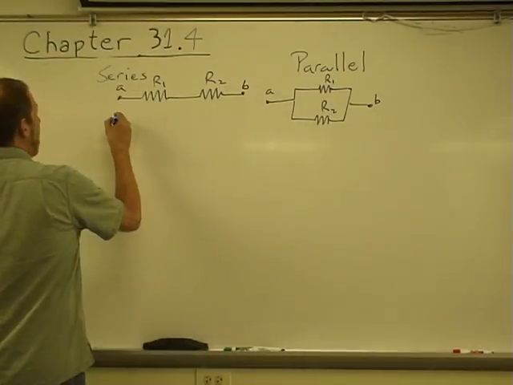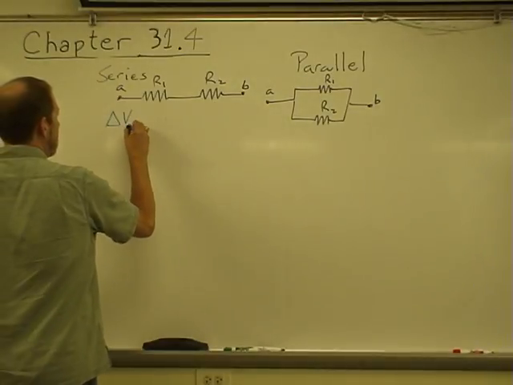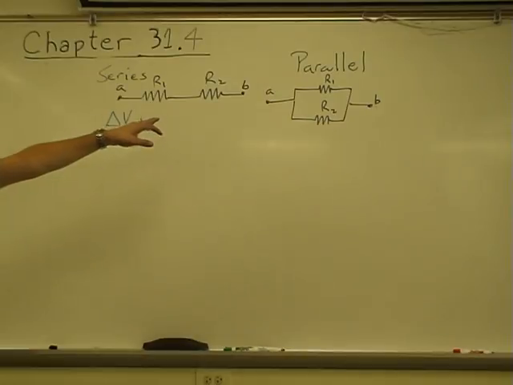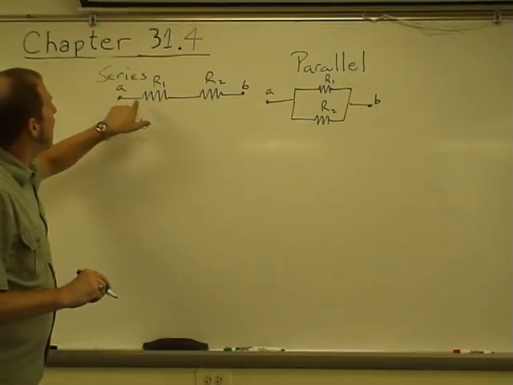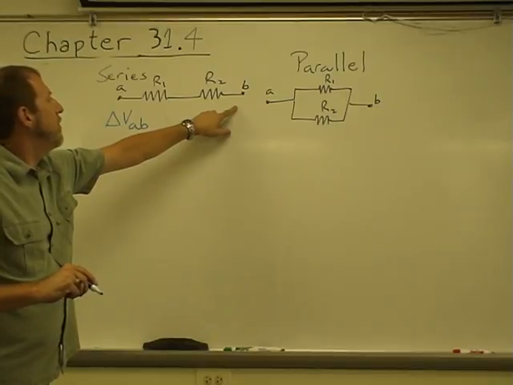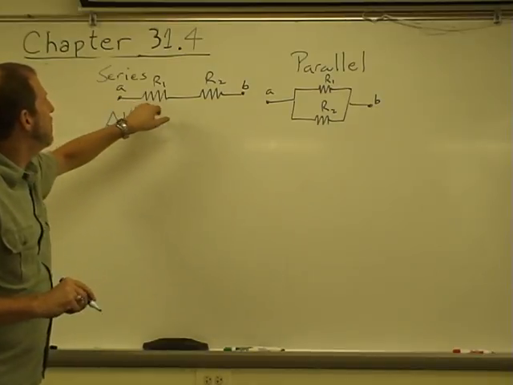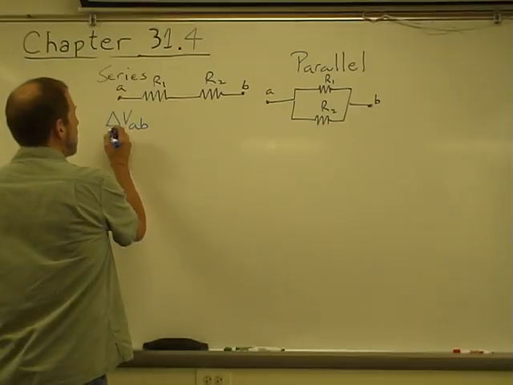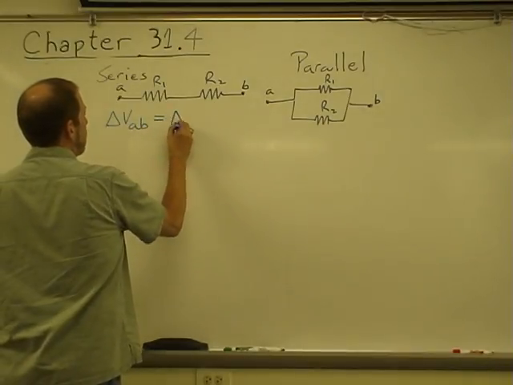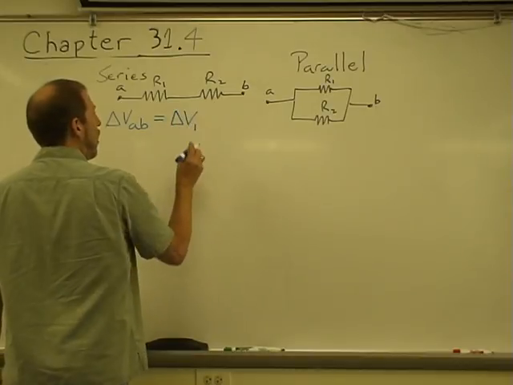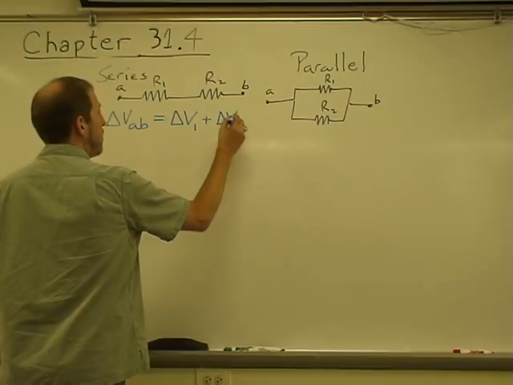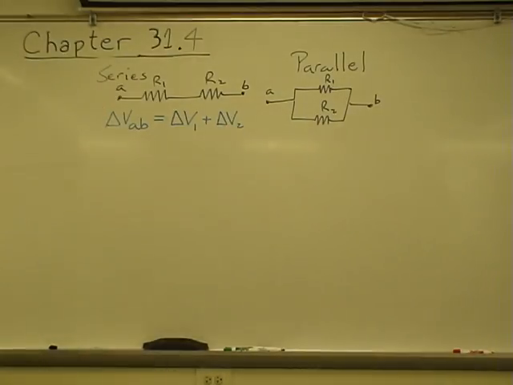And in both cases, I've got some change in potential between A and B. Now, for this section, I've got two different elements. So I can look at this and say, okay, the change in potential from point A to point B must be equal to the change in potential over resistor 1 plus the change in potential over resistor 2.